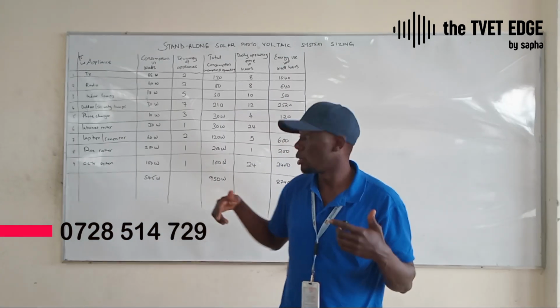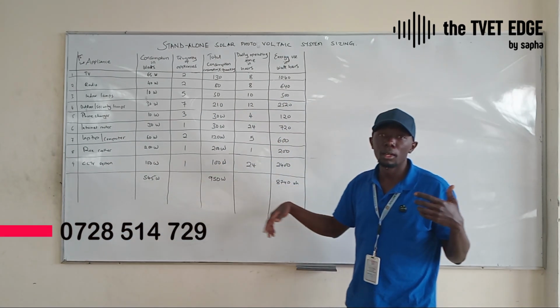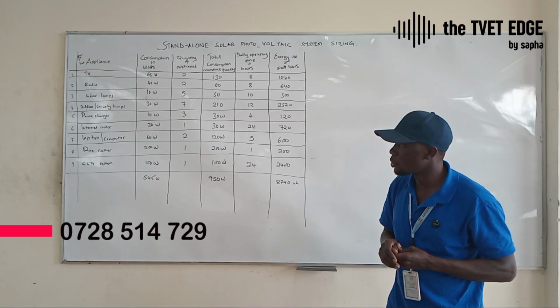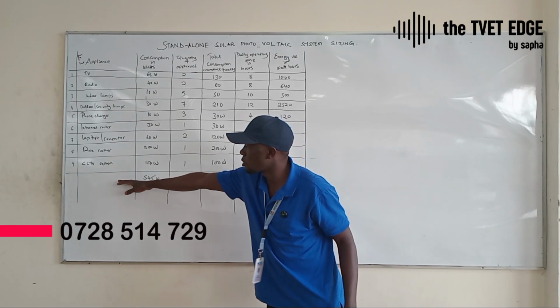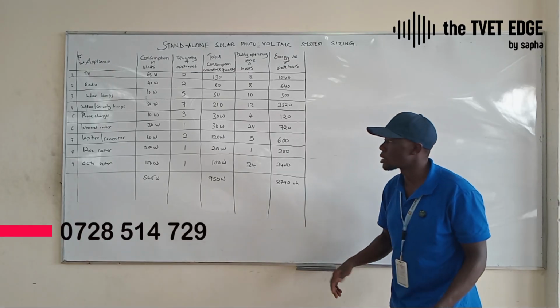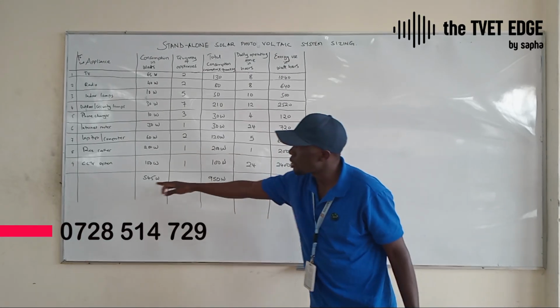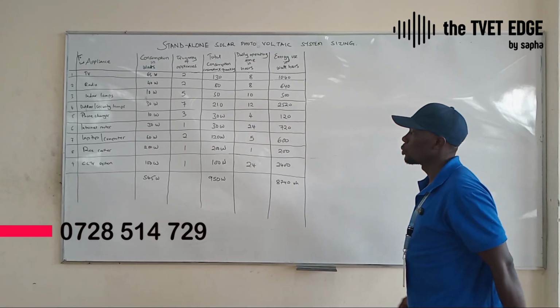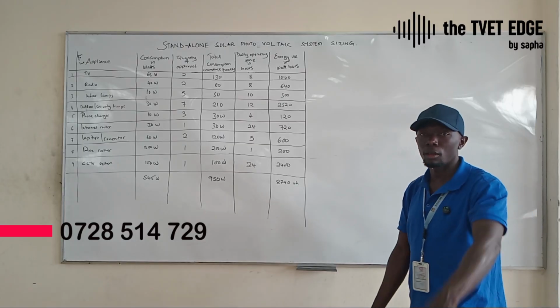Our WhatsApp number will be appearing on the screen here. Send whatever values you've added or whatever appliances you've added and whatever values you get. Let's calculate it together after here because it's a learning session. So get these values and then let's proceed now to inverter sizing and then battery sizing.